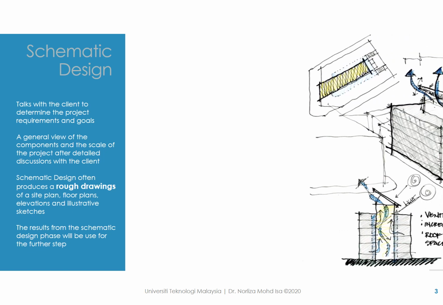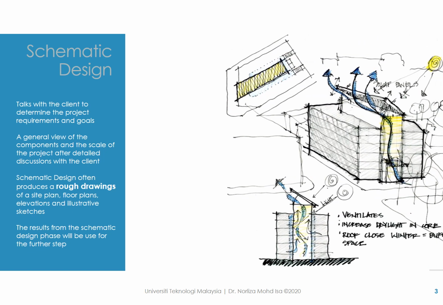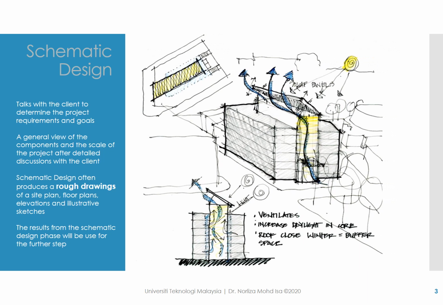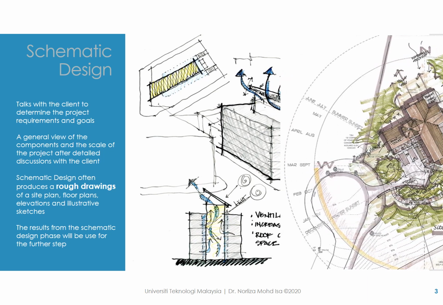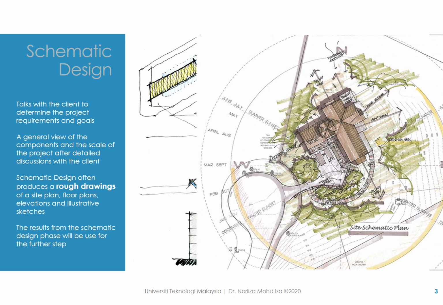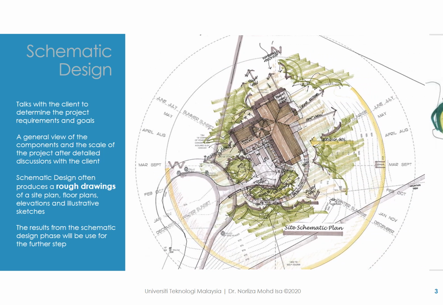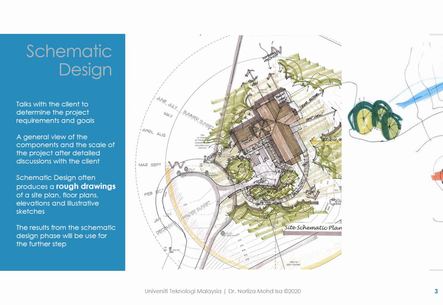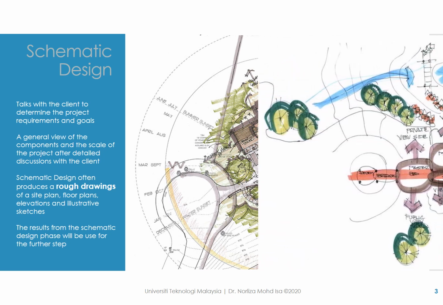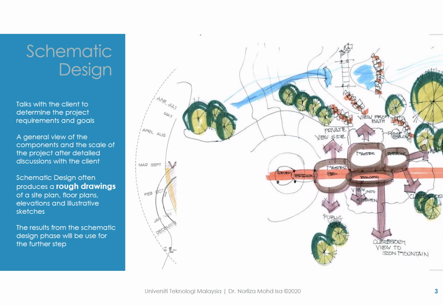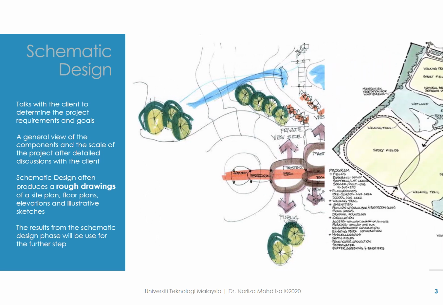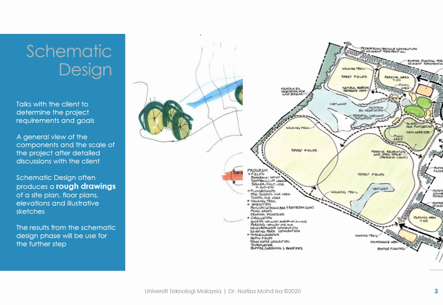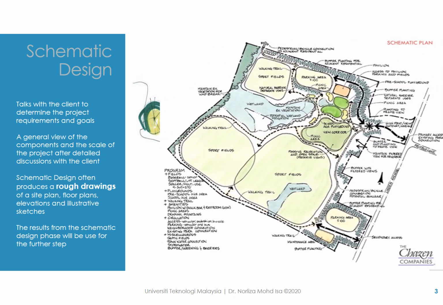A schematic design, also called a functional diagram, is the first phase in the design process. In this step, an architect or a designer will talk with the client to determine the project requirements and goals. The schematic design or diagram will give a general view of the components and the scale of the project after detailed discussion with the clients.